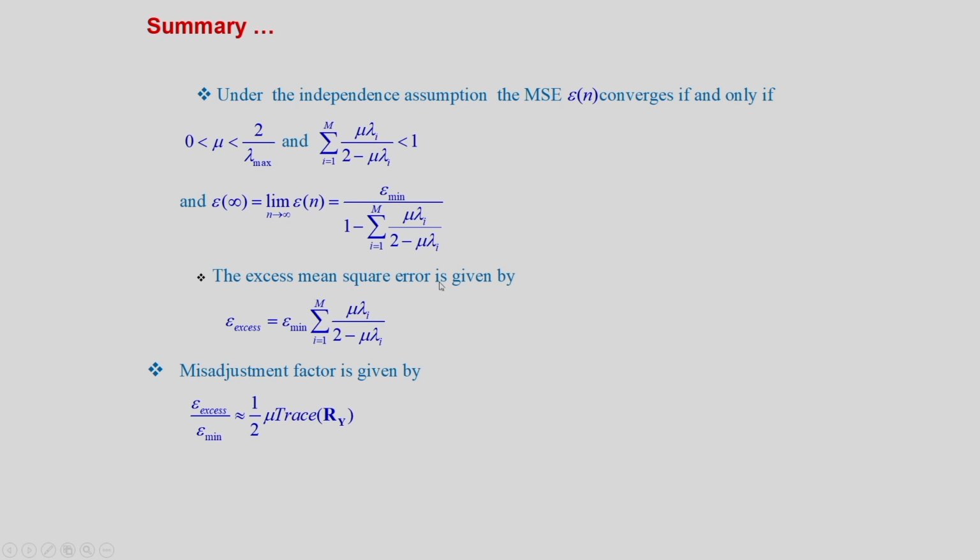Now, the excess mean square error is given by epsilon excess, which is equal to epsilon min times summation of mu lambda i divided by 2 minus mu lambda i, going from 1 to m. And the misadjustment factor, that is excess mean square error divided by epsilon min, is approximately equal to half of mu times trace of Ry. Thank you.